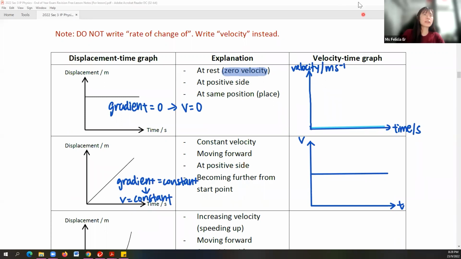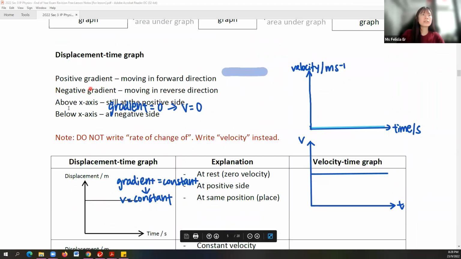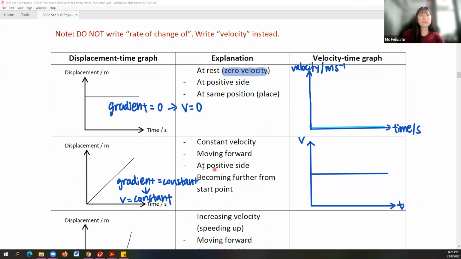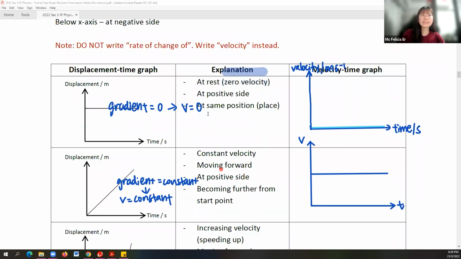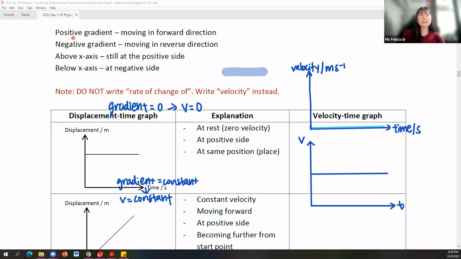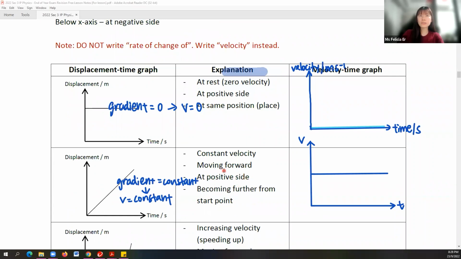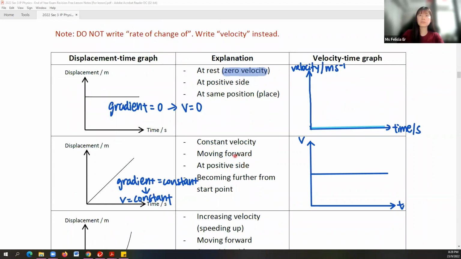Then next, you check, is it above or below the x-axis? This is above the x-axis. So if it's above the x-axis, it will be at the positive side. That's why you see, I wrote over here for you, at the positive side. Then next is the gradient. Is it positive or negative gradient? It is positive gradient. That means moving forward. So I've also written it for you already. No worries, everything I've written out nicely for you.